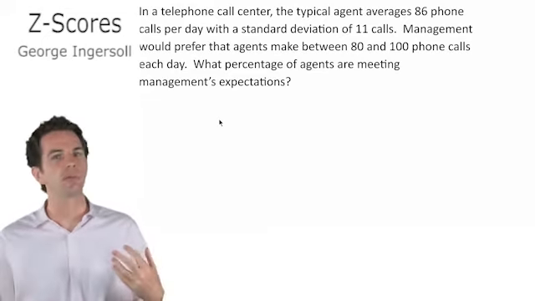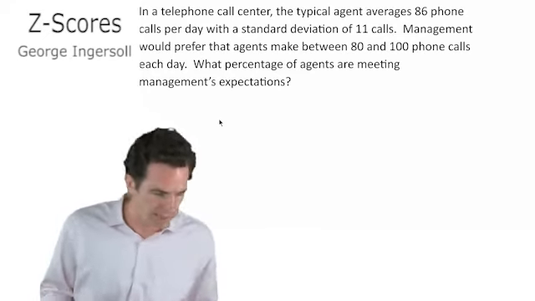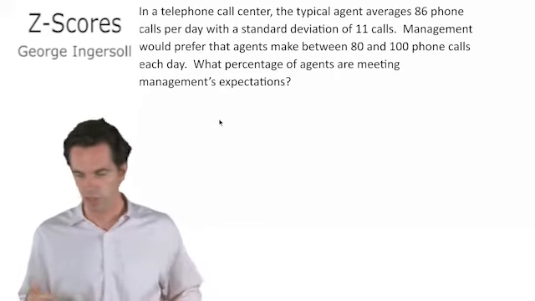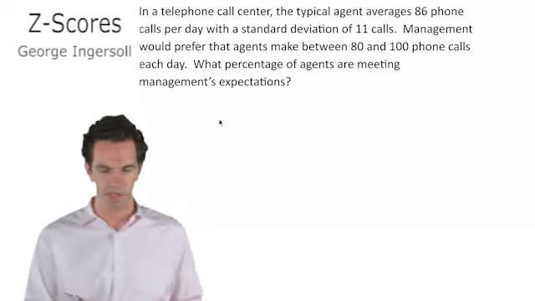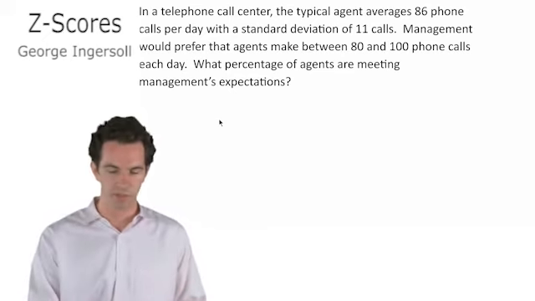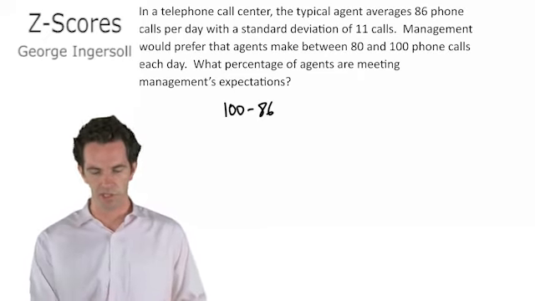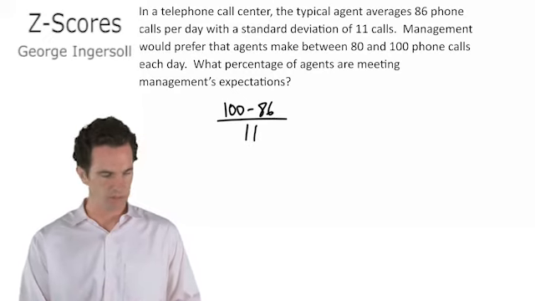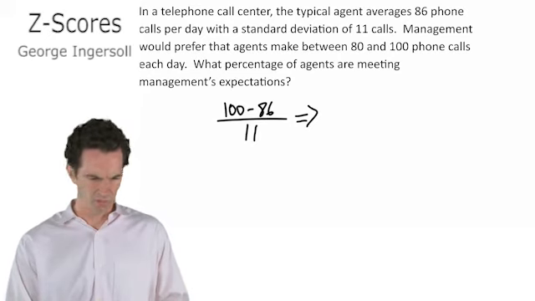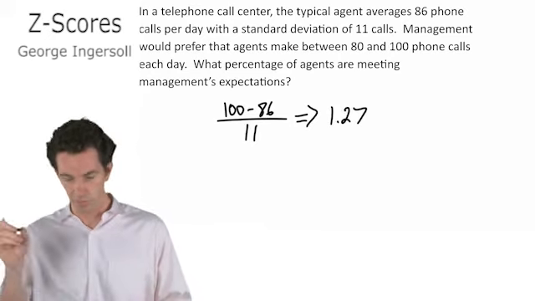Okay, so this is a little bit trickier. We actually are dealing with a range. We're not just dealing with a single value. But we can go ahead and work on it the exact same way. We're still going to use that same equation. Let's start with 100, the upper end of the range. Let's figure out our z-score for 100 phone calls. Well, our x is going to be equal to 100. We know the average for agents is 86, divided by 11. That's going to be equal to 1.27, I believe. That's our z-score on the upper end of the range.